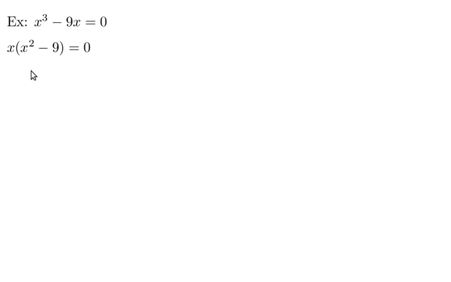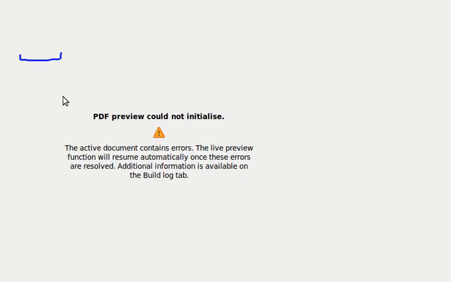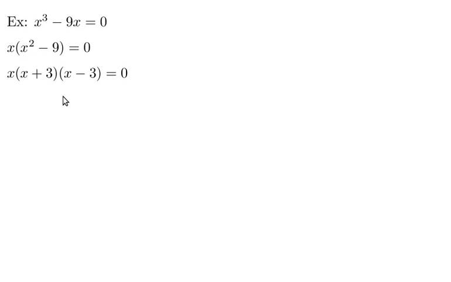Now what do we have here? Can we factor any further? Yeah, we can, because this is a difference of two squares. So we can change that to x(x + 3)(x - 3) = 0. So now we have three factors that multiply together to equal 0, so one of them has to be 0.